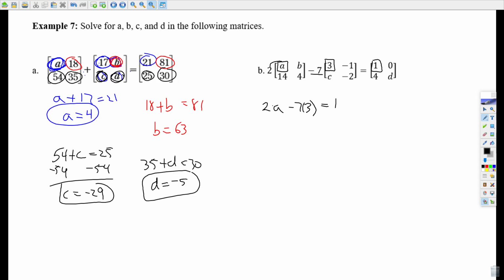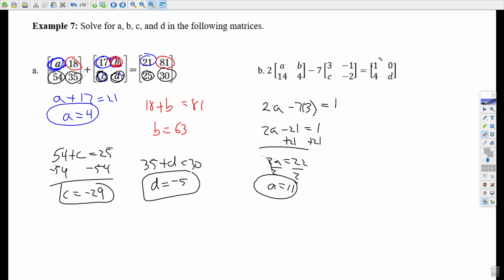So then we just solve this for A. 2A minus 21 equals 1. We'll add 21 to both sides. 2A equals 22. If we divide by 2, looks like we'll get 11. And you're going to do the same thing, repeat it for B, C, and D. Let's go through those quickly, and then that will be it.